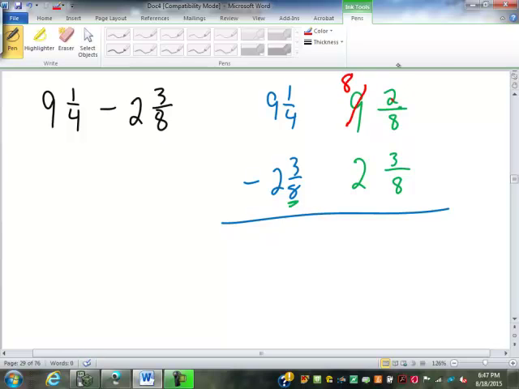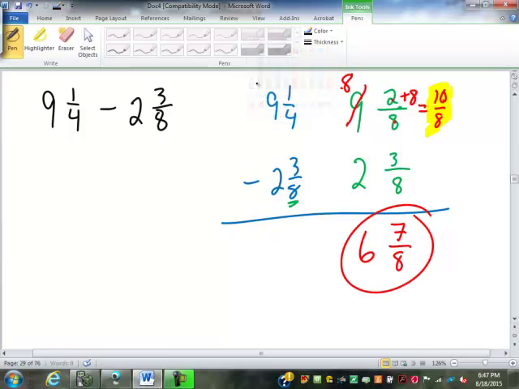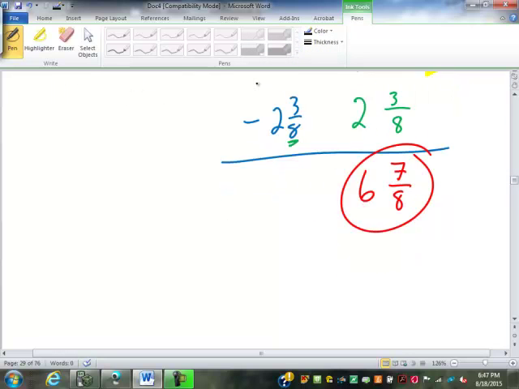But here's the tricky part. What we borrowed was just one whole object. How many pieces are in that one whole object? 8. So what we're really adding to the 2 is 8 more pieces. This is now 10/8. So let me pause there for a second. Anybody that has any questions where the 10/8 came from? Okay, so 10 minus 3 is 7/8. 8 minus 2 is 6. So 6 and 7/8. Let's do one more example of that.